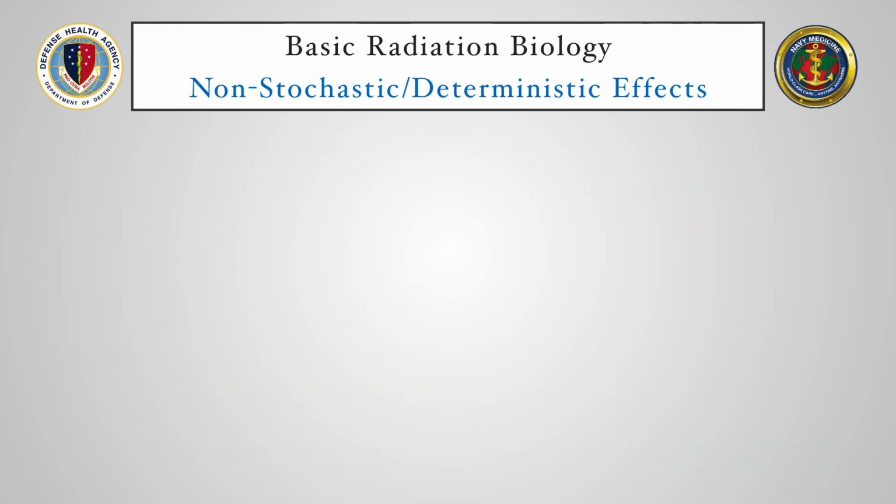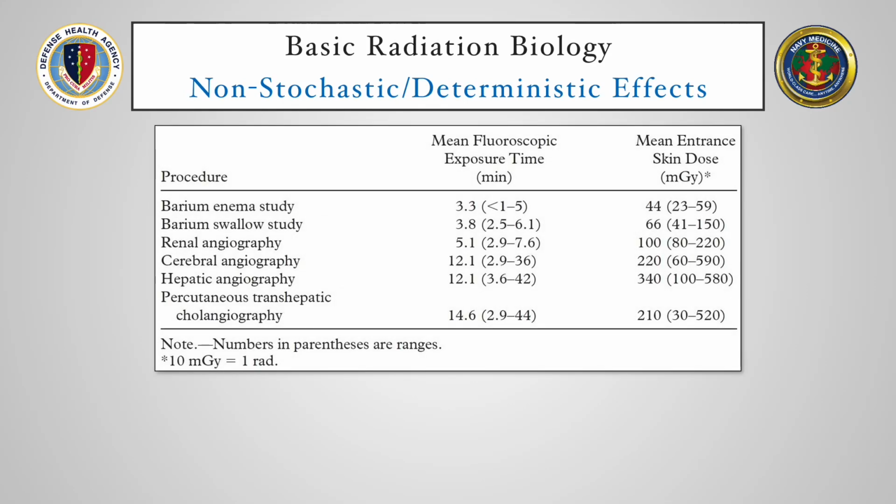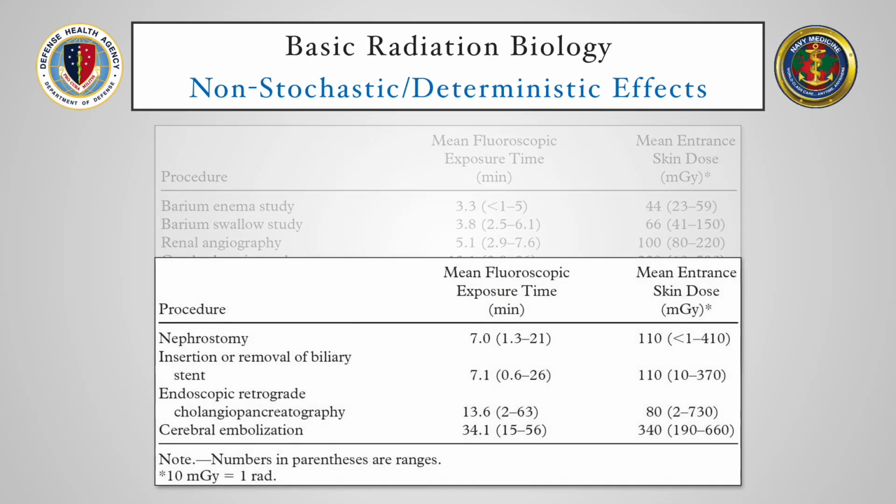Take a look at the table on the screen where we display a mean entrance skin dose for some common diagnostic fluoroscopy values. A barium swallow, for example, has a mean entrance skin dose of 44 milligray. More intense fluoroscopy procedures that involve interventional radiology will inherently require more beam on time than diagnostic radiology. On the table on the screen, a cerebral embolization, the highest value on the table, has a mean entrance skin dose of 340 milligray. But out of all these values, none of them come close to the 6 gray or 6,000 milligray required to cause an onset of erythema.